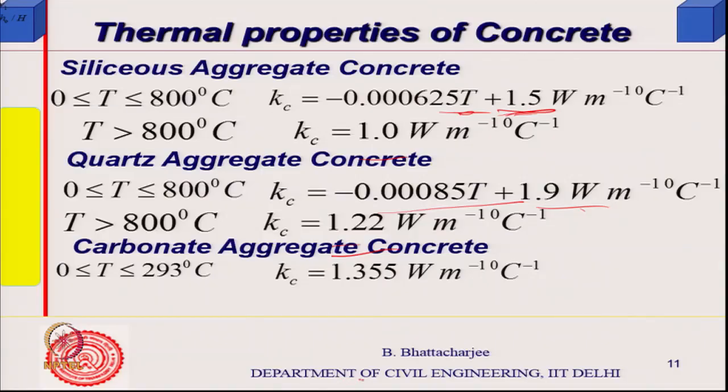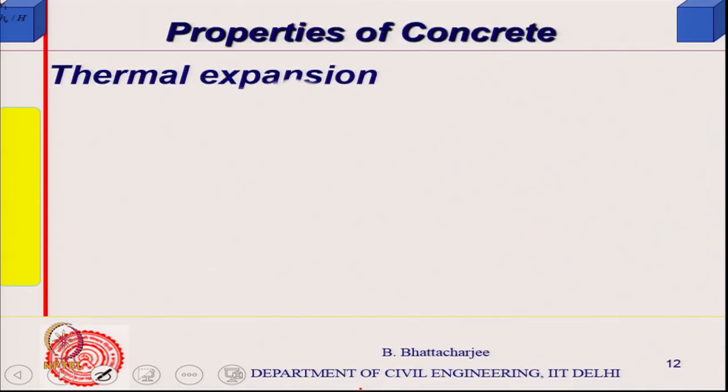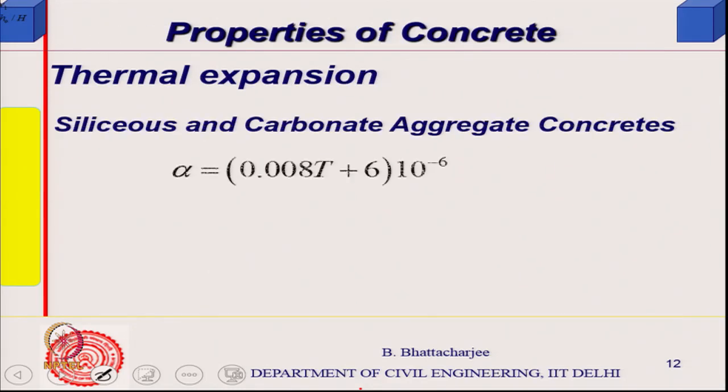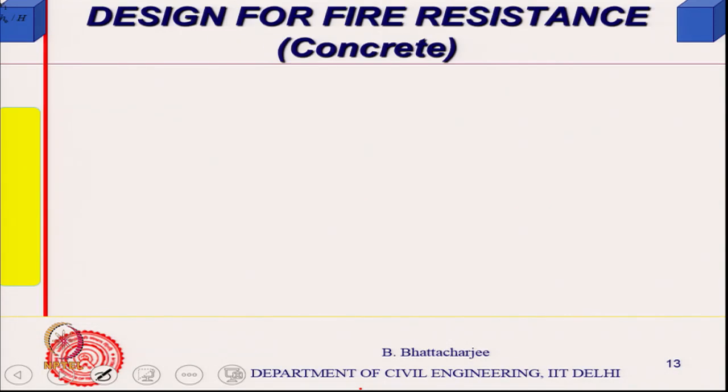Carbonate aggregate concrete also shows values of this kind, and that is how it is. So, the thermal conductivities and heat capacity all vary with temperature. This must be understood. Expansion also increases with temperature, and for shale aggregate, as I showed in the earlier diagram. So, that is how it is.